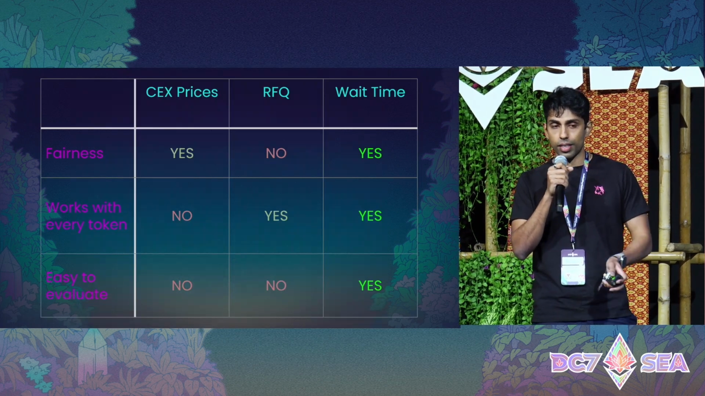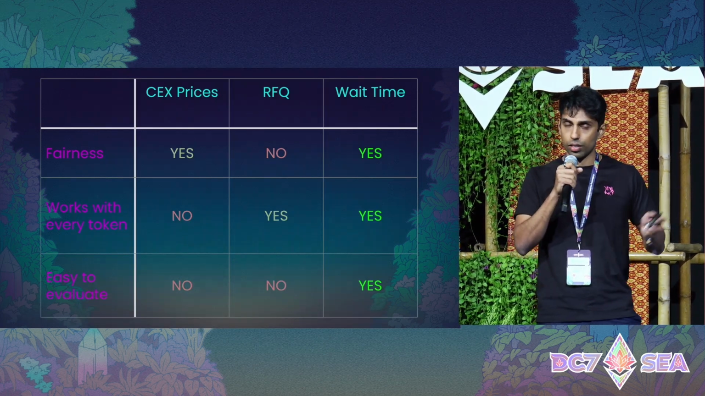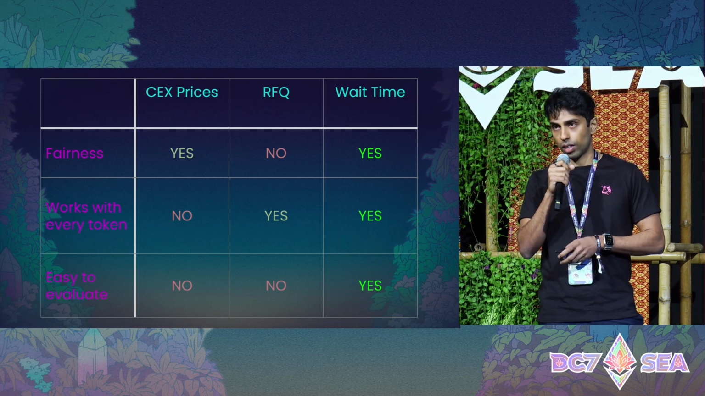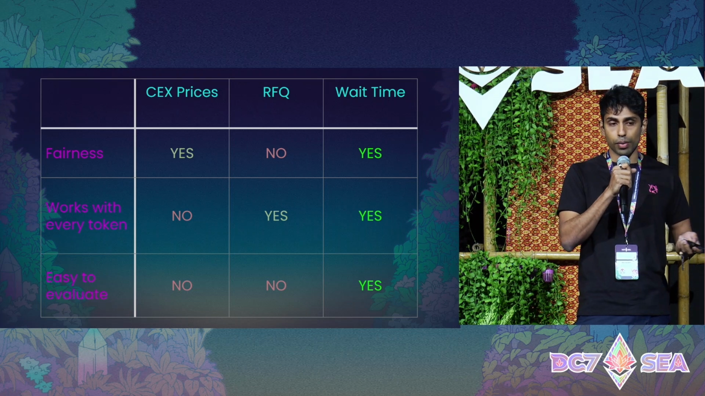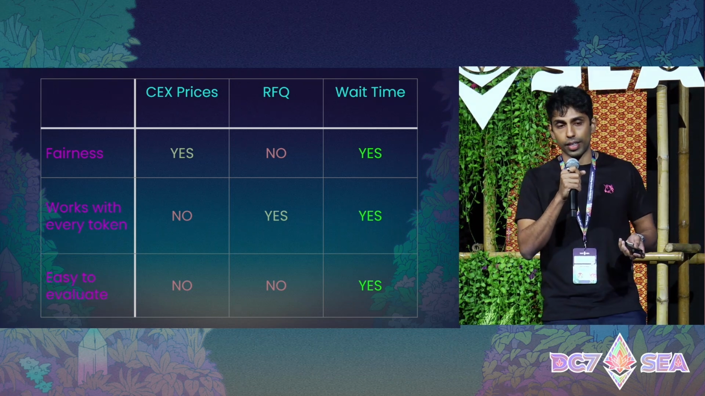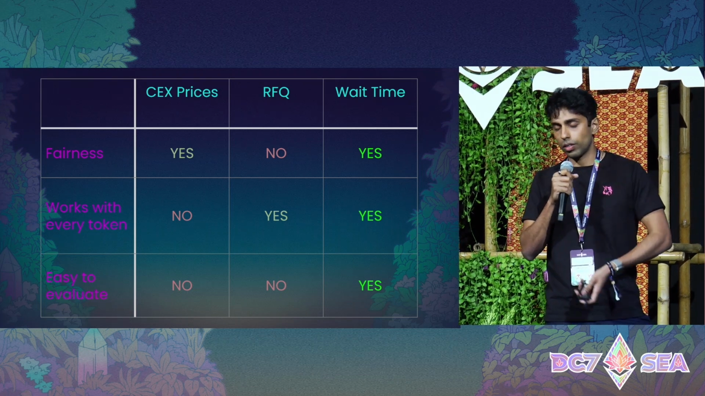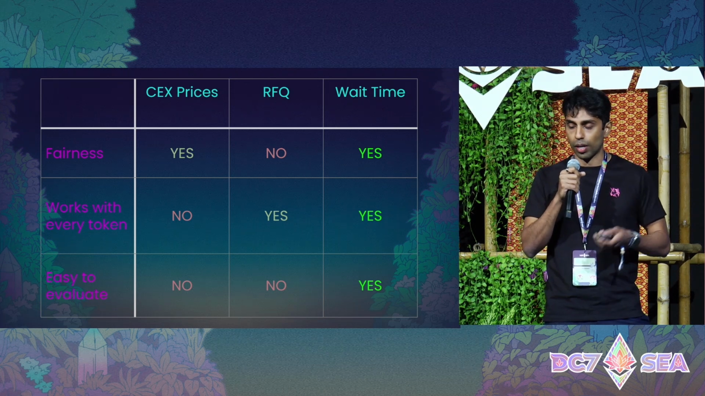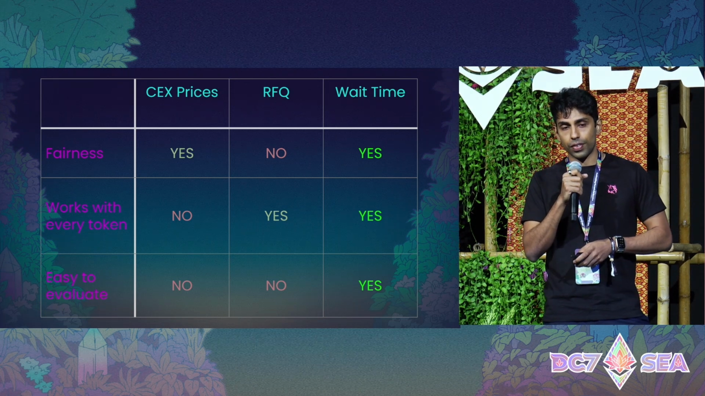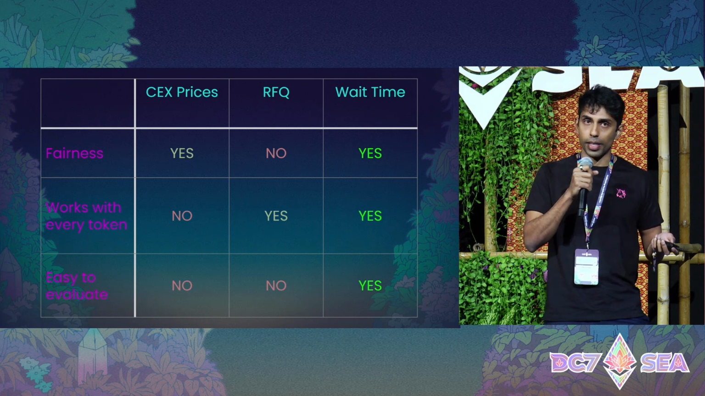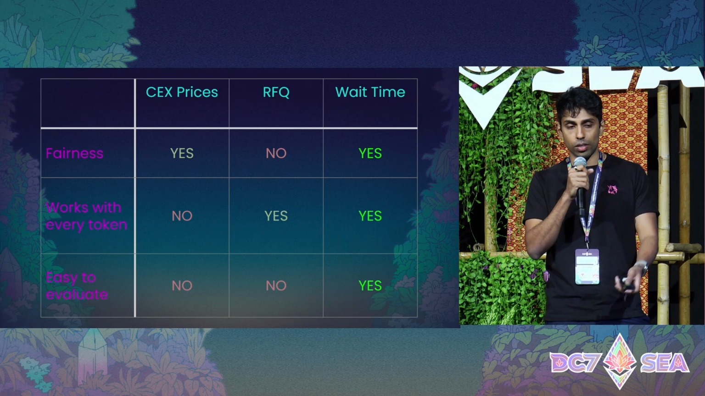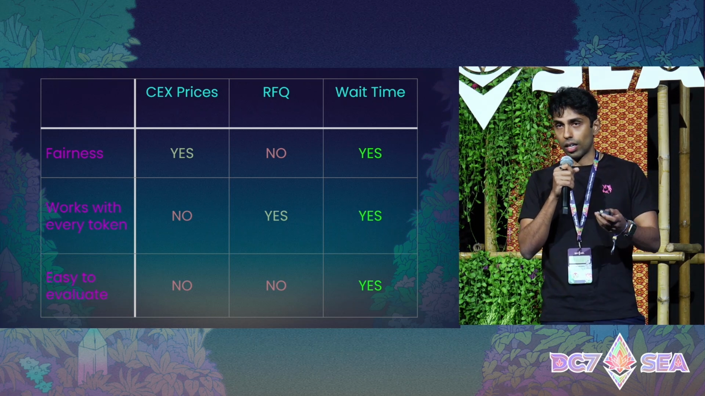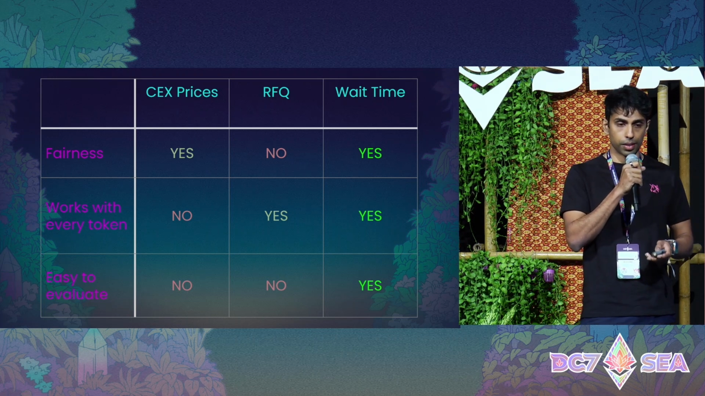So using this strategy, we can compare it to other strategies of parameterizing Dutch auctions. You can think about using CEX prices. If you use CEX prices, then you run into the problem of fairness. You guarantee fairness, but you can't parameterize every token. If you use RFQ, you kind of compromise on fairness, but you can parameterize every token. In all cases, you compromise on ability to evaluate. Our strategy satisfies all these criteria.